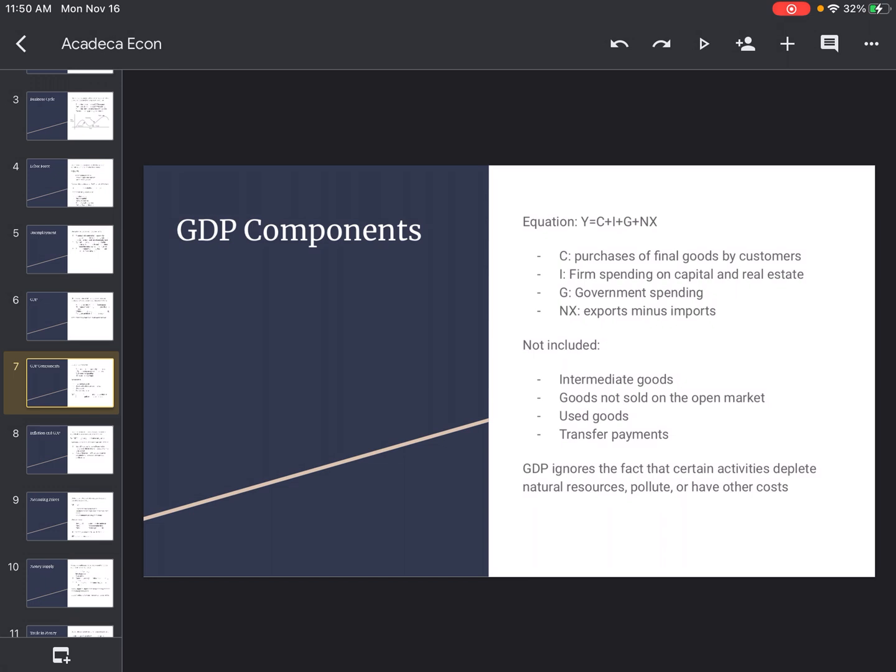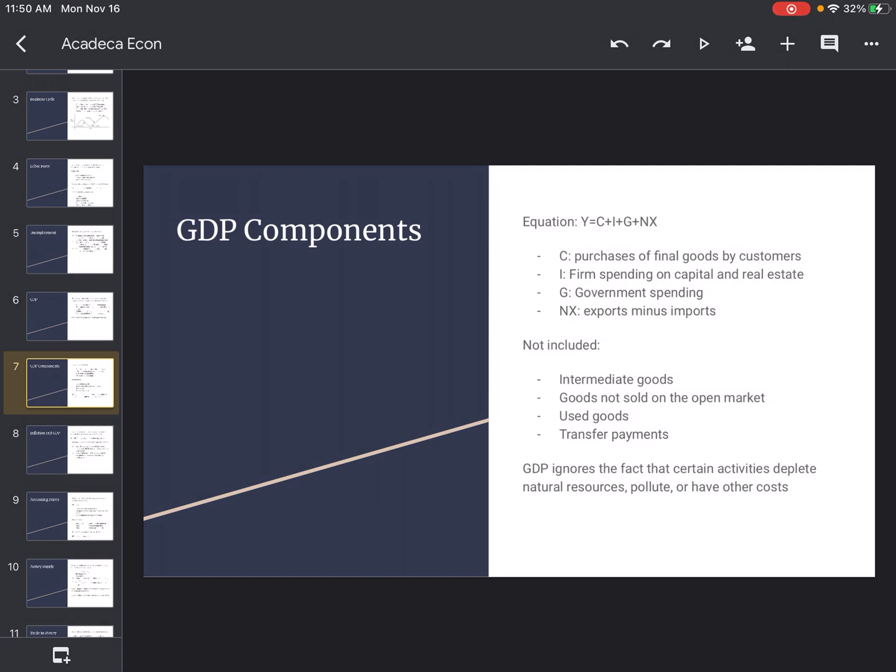Goods not sold on the open market, for example the black market, of course that doesn't count because that's not officially sold by a firm or legal. Used goods, whose value was counted when sold new, don't count either. Things like thrift store goods don't count. And then transfer payments, which is moving money between the government and people, especially things like Social Security. None of these are included in GDP.